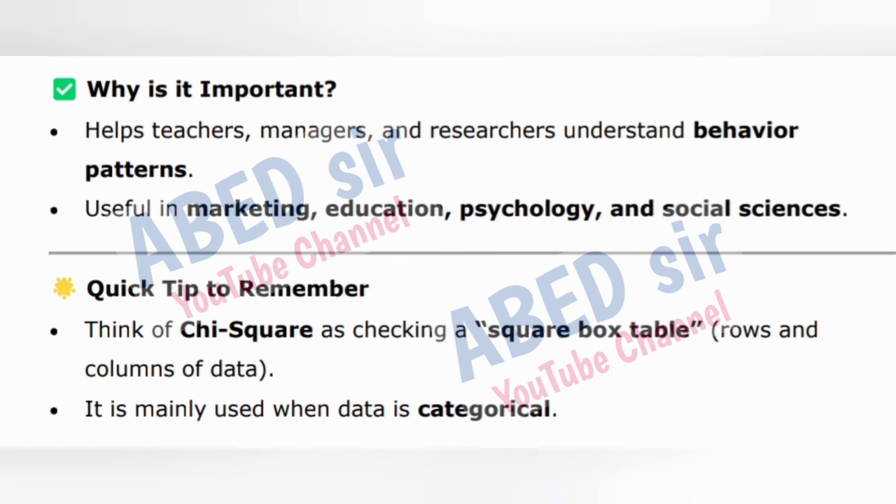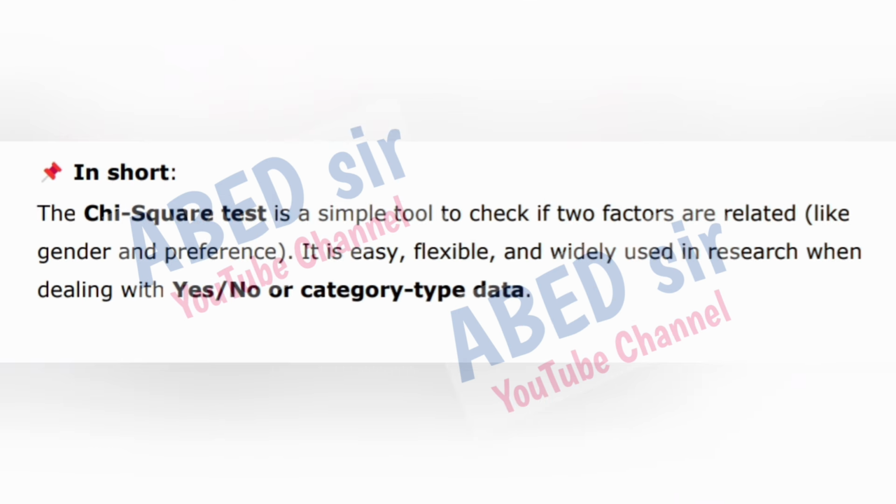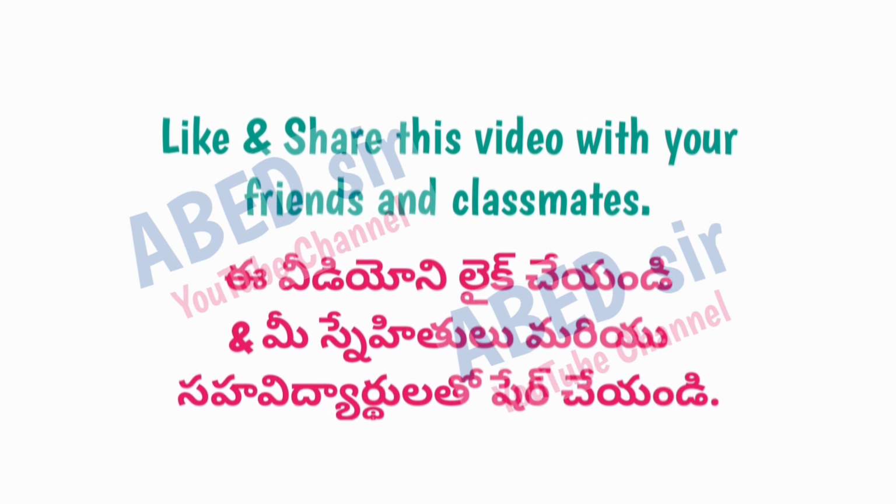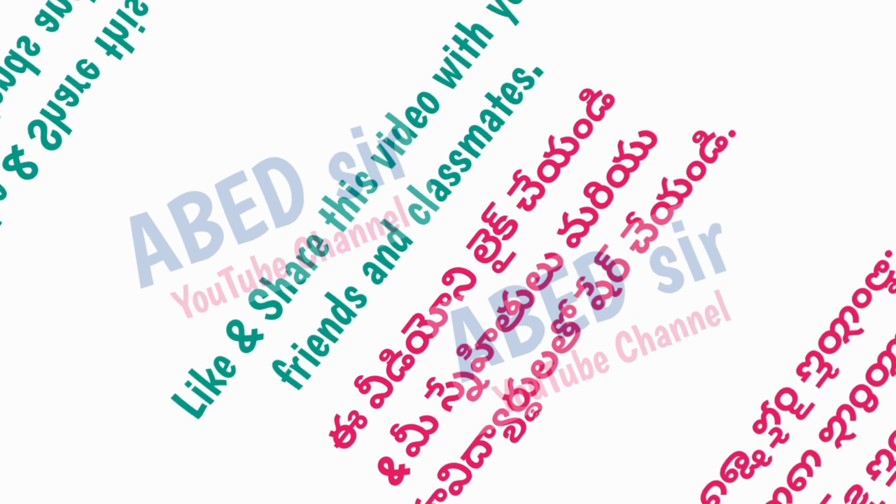Quick tip to remember. Think of G-square as checking a square box table, rows and columns of data. It is mainly used when data is categorical. In short, the G-square test is a simple tool to check if two factors are related, like gender and preference. It is easy, flexible, and widely used in research when dealing with yes-no or category-type data. Next important long question is: 3.